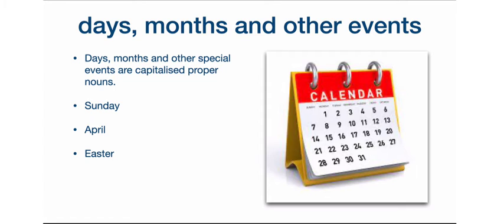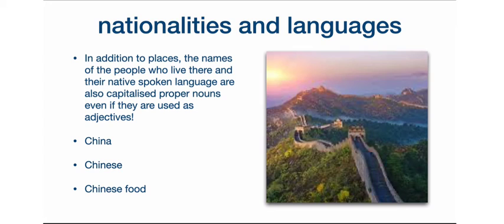Proper nouns also include days, months, and other special events. For example, Sunday, April, Easter Sunday. Nationalities and languages. In addition to places, the names of people who live there and their native spoken language are also capitalized proper nouns, even if they are used as adjectives. So the nation of China, Chinese people, Chinese language, Chinese food. The Chinese always remains capitalized.